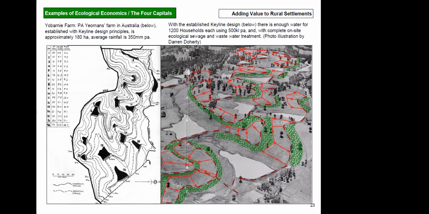So P.A. Yeoman was a retired mining engineer. He bought this farm in Australia, and he was a bit upset when he realized that he had bought a farm that's unworkable. And he was determined to engineer it. And he studied the contours, the landscape, and he realized he needs to catch the water at the highest source.